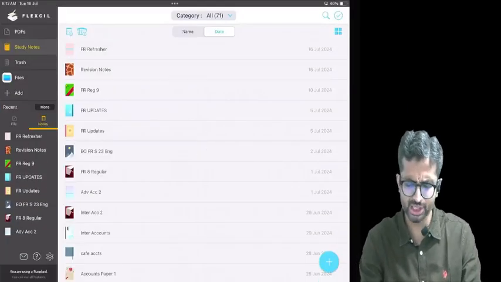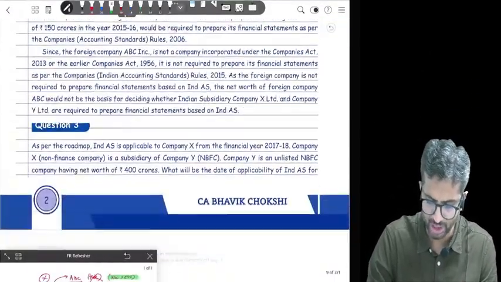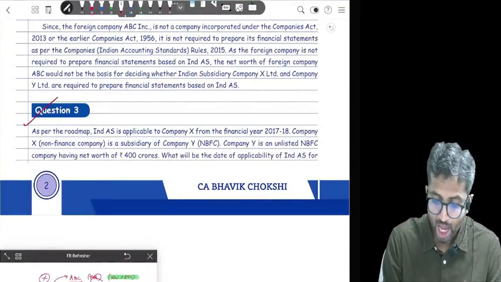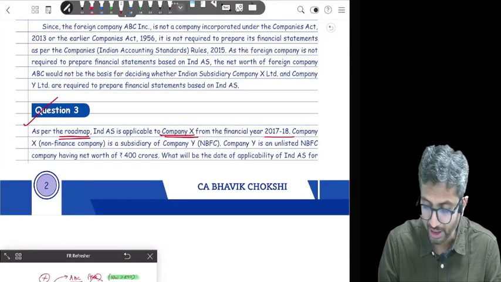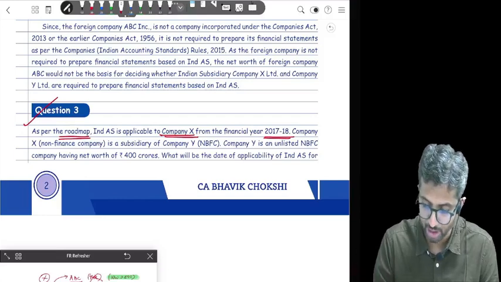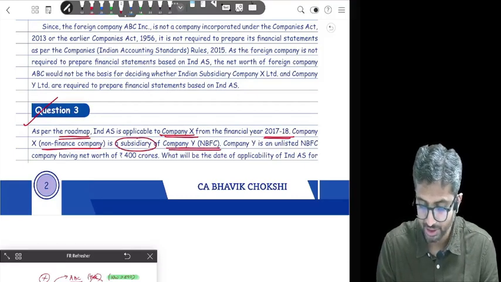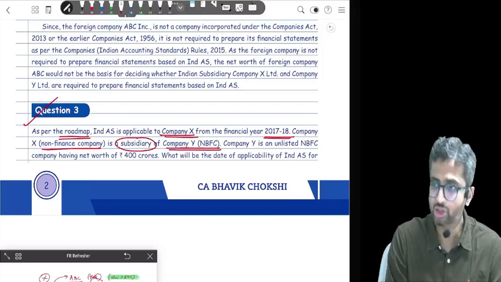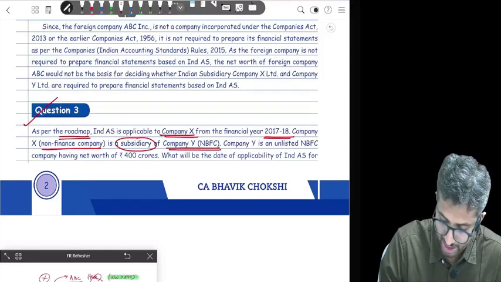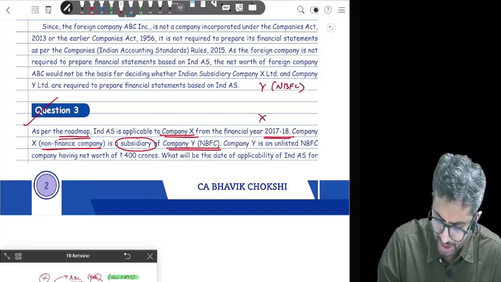Okay, so we have tried to discuss some alternative scenarios as well along with the core scenario which is there. So that is question 2. And last question 3. As per the roadmap, Ind AS is applicable to company X from the financial year 17-18. Here they tell you it is applicable. Company X, who is a non-finance company, is a subsidiary of company Y, who is an NBFC. Okay, let us say question ends over here. We don't have any details of the NBFC's net worth. So there is NBFC Y. I think Y is the parent, right? And there is a company X.